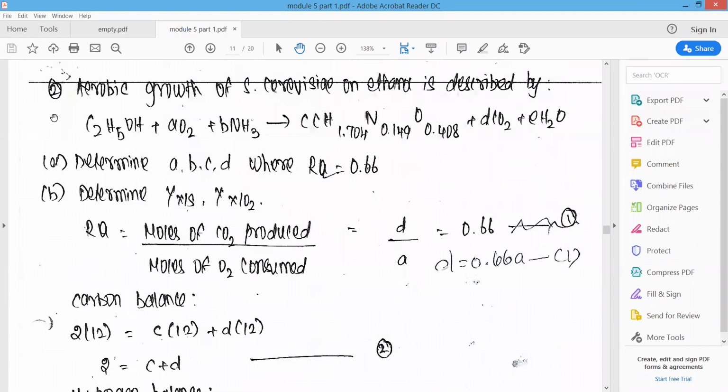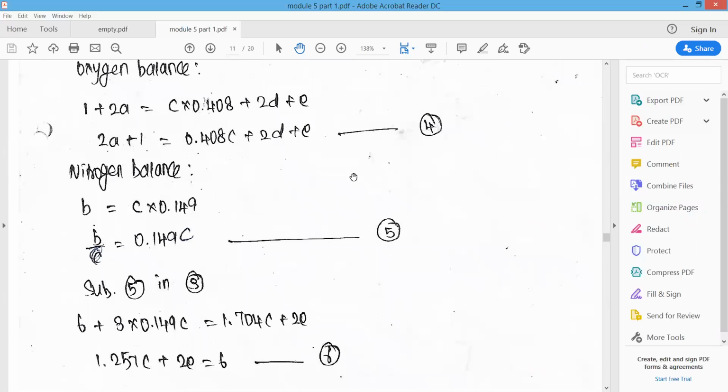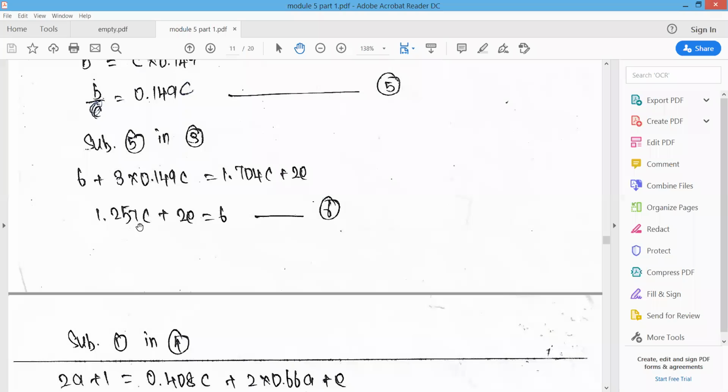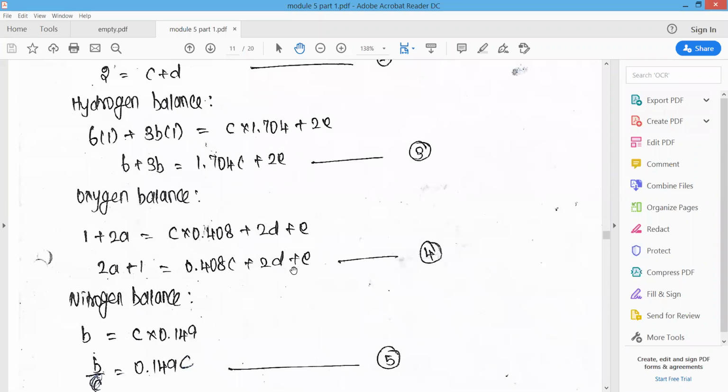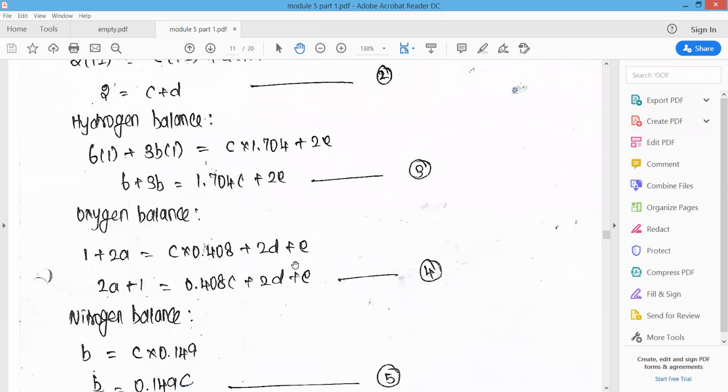The last one is the nitrogen balance. B into 1 into 14 is equal to C into 0.149 into 14. So you will get the equation, that is, 1.257C plus 2C plus E is equal to 6. Now nothing else; we have to do the substitutions and find the answer.